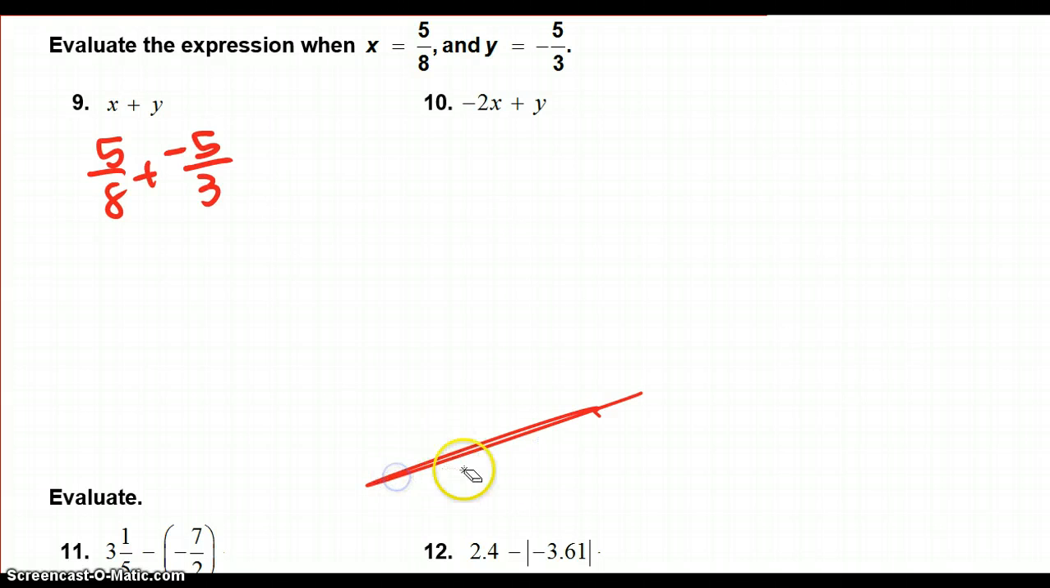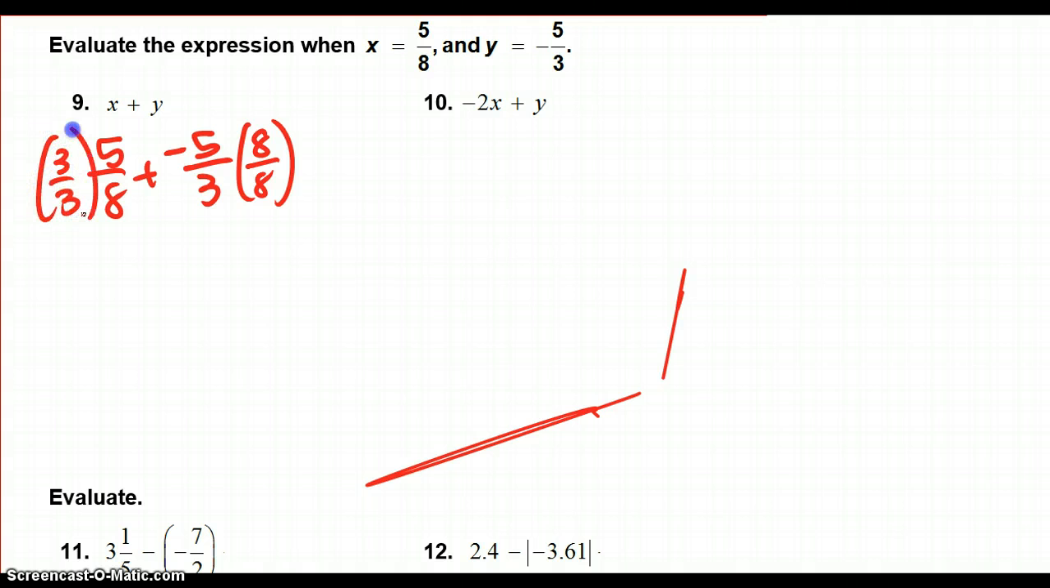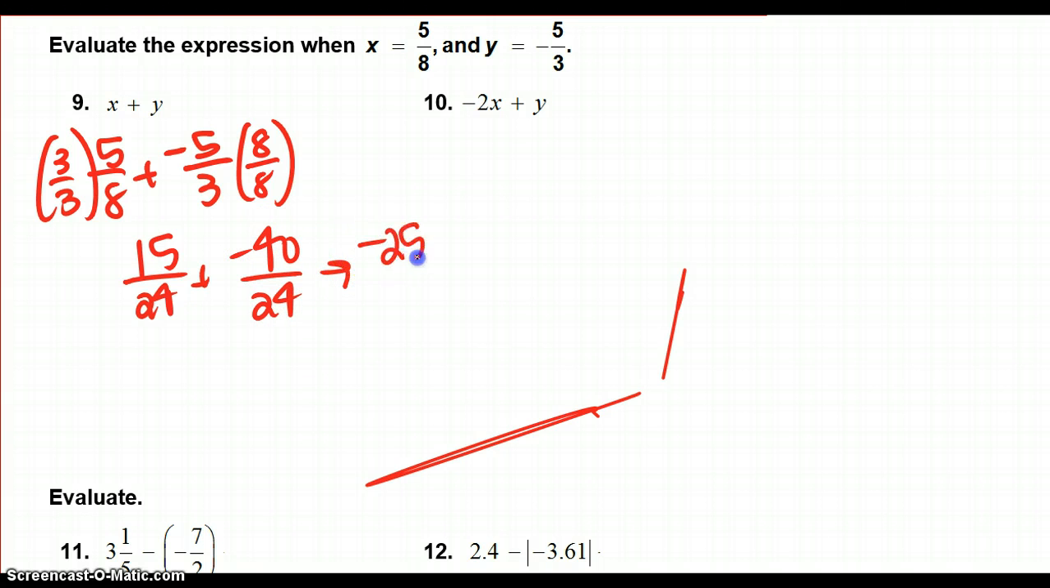Go away, line. Hello. I need to make a common denominator. My common denominator is going to be 24. So this needs to be multiplied by 8, this fraction by 3. So I get 15 over 24 plus a negative 40 over 24 gives me a negative 25 over 24, which is negative 1 and 1/24.